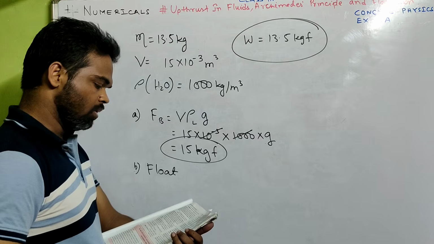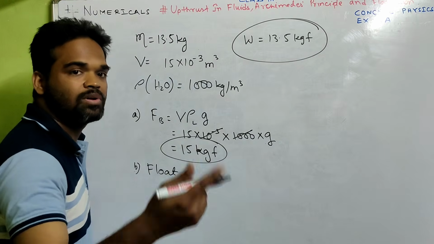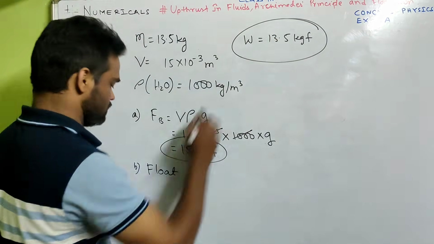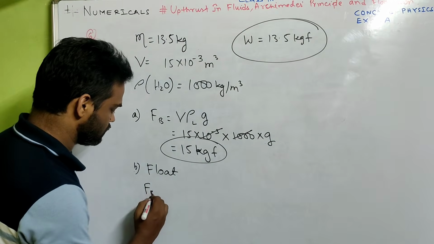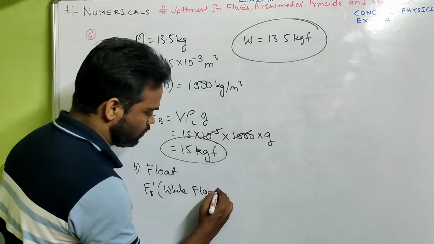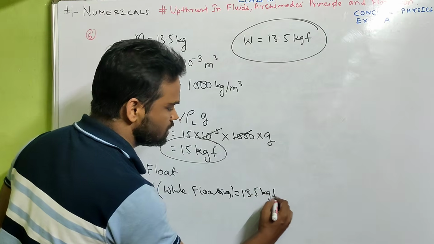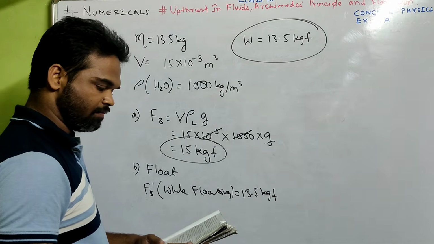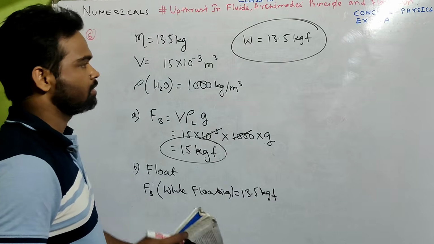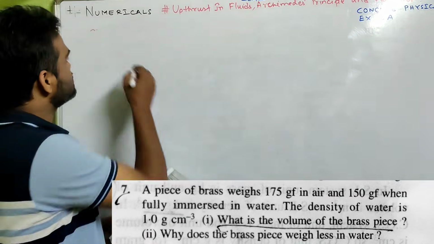And what will be the upthrust on the block while floating? Just now we did. When it is floating, the upthrust is equal to the weight. So upthrust while floating is equal to the weight, isn't it? That is 13.5 kgf. Done? Pretty easy. Now look at number 7.